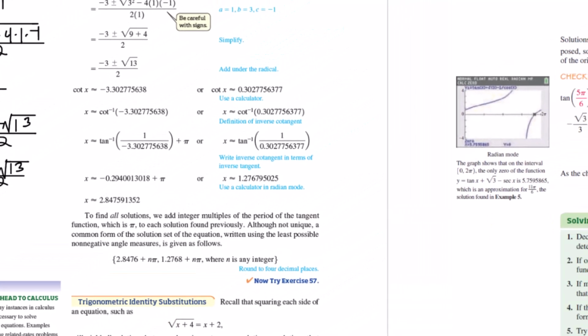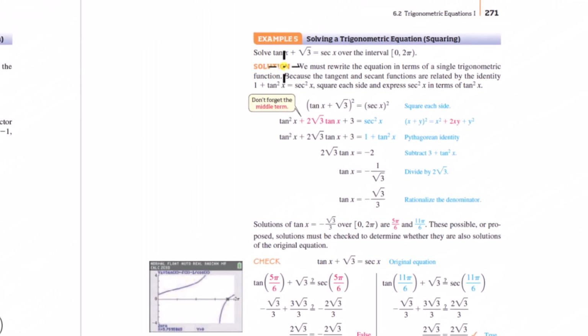Okay, so with that, let's see, they say this equation here, tangent x plus root 3 is equal to secant x. This is an issue because we want to isolate a trig function, right? So what do we do? This comes up when we have multiple trig functions instead of just one.